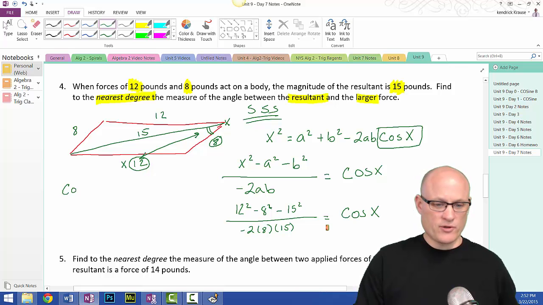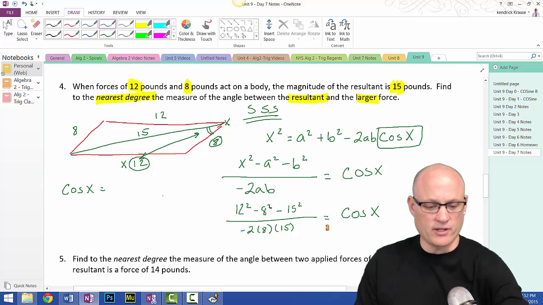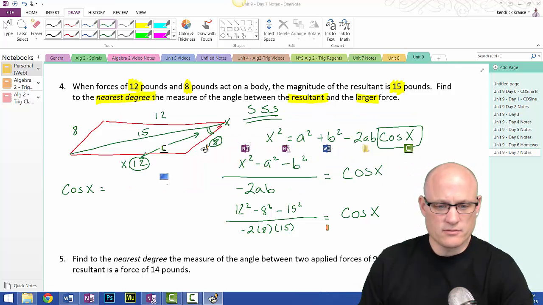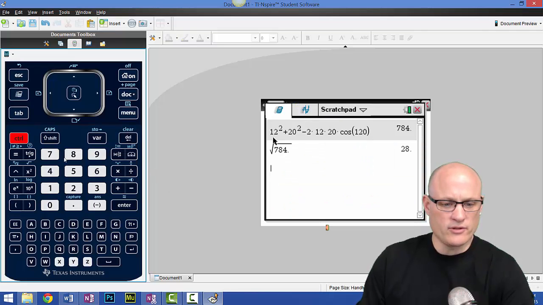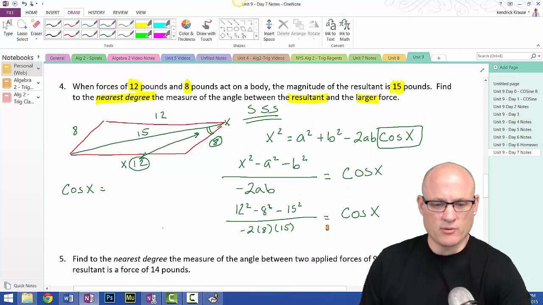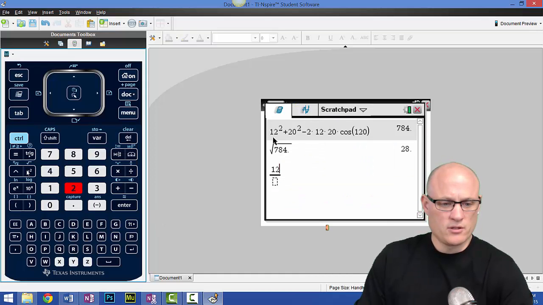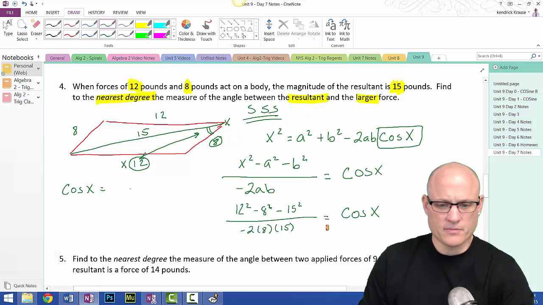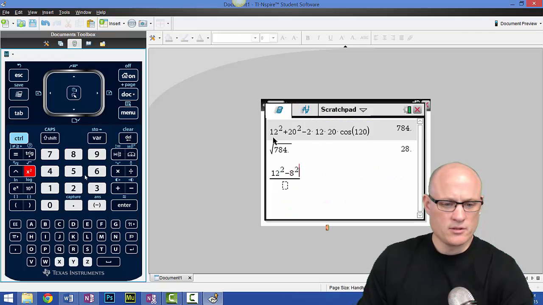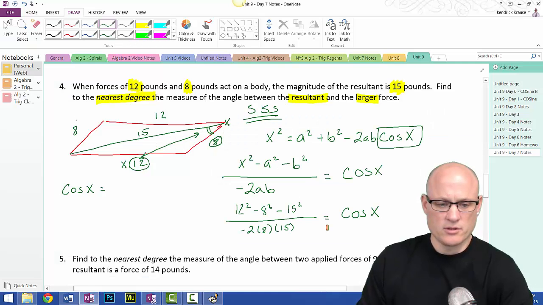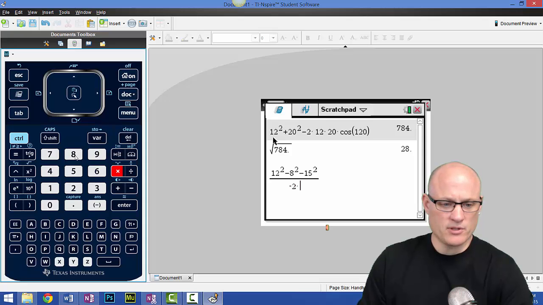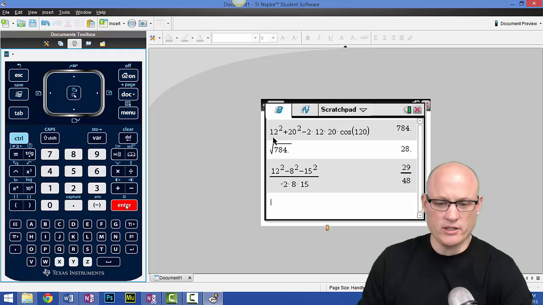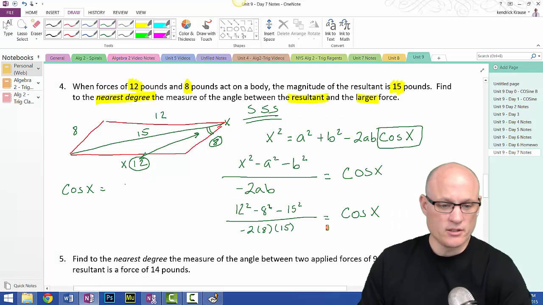So cosine of x is equal to, I'm going to type this in. We'll do control division, get our fraction. And then we're going to do 12 squared minus 8 squared minus 15 squared all over negative 2 times 8 times 15. And we get 29 over 48. So this is equal to 29 over 48.